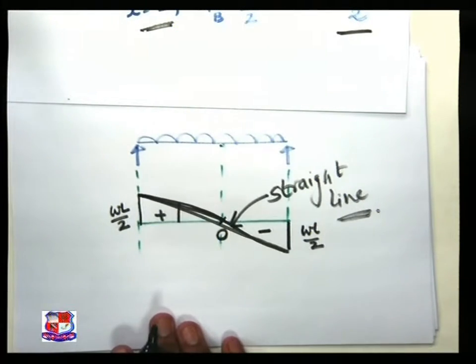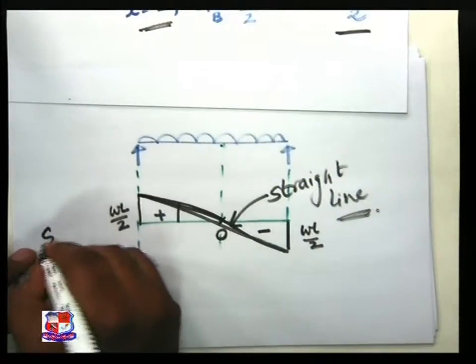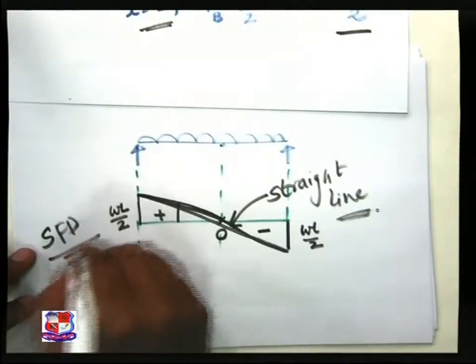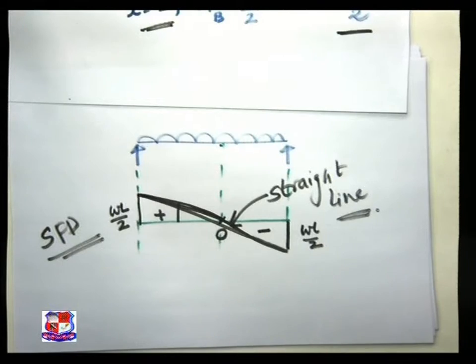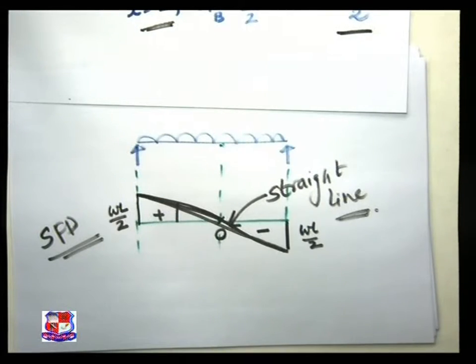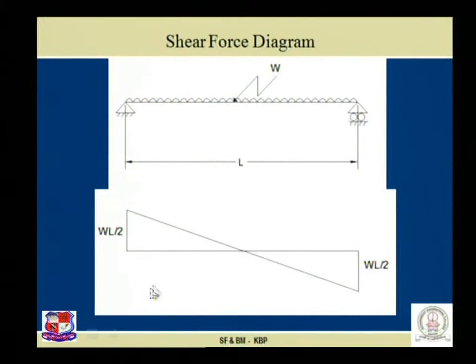All the variation, this is nothing but our shear force diagram. Let us observe over here, variation of shear force diagram, plus sign, over here it is minus sign, and WL by 2, here it is WL by 2. I wish it is now clear to you how to plot the shear force diagram for a beam with UDL.